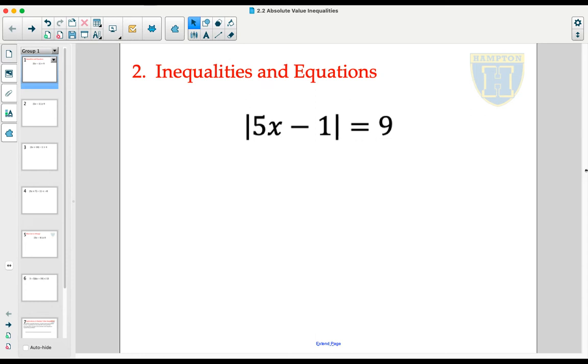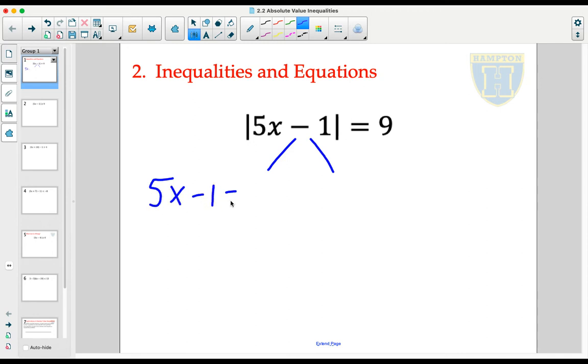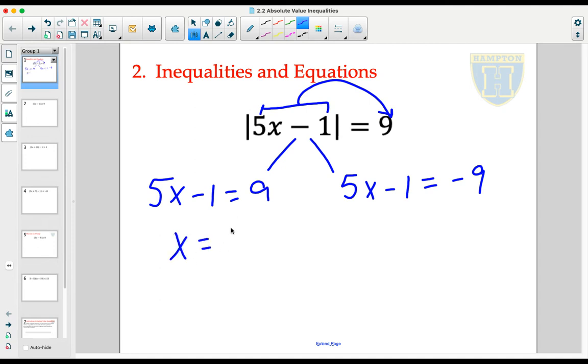Solving an absolute value inequality is going to have a lot of the same characteristics as solving an absolute value equation. Here we have an equation that we would have solved by splitting into two separate problems. One of the problems would have said that 5x minus 1 is equal to 9. The other, 5x minus 1 is equal to negative 9. And we did that because there were two different ways to make this expression end up having an absolute value of 9, whether the expression was equal to 9 or negative 9.